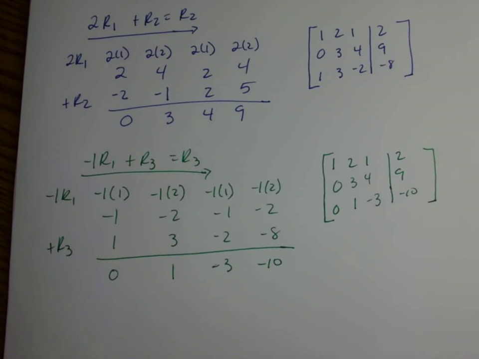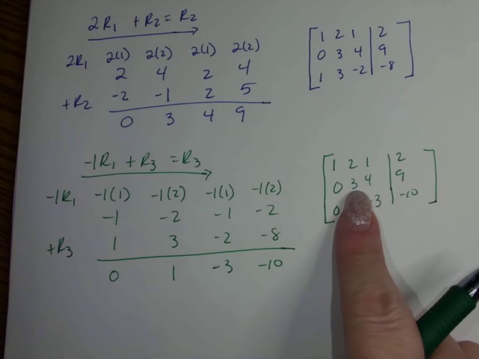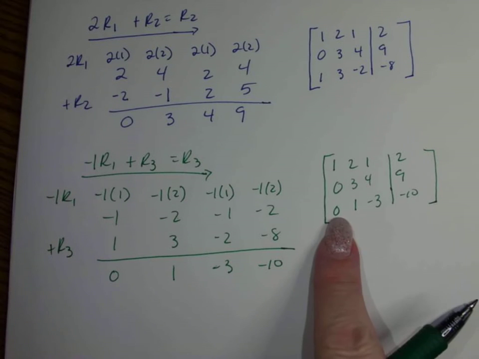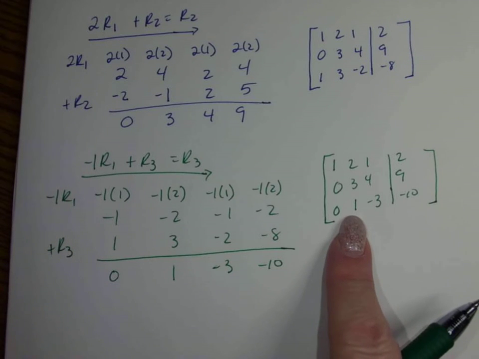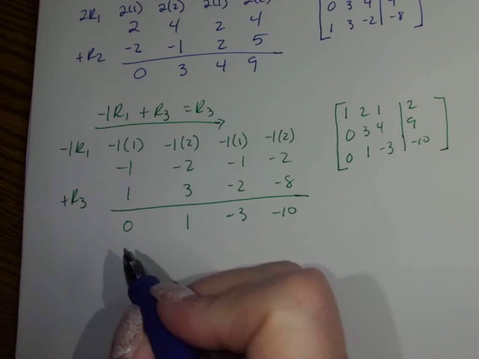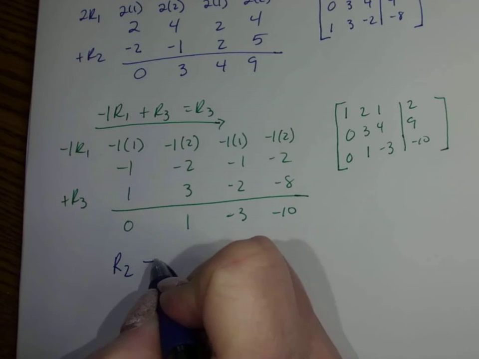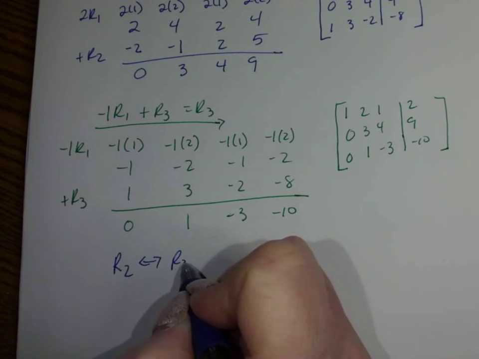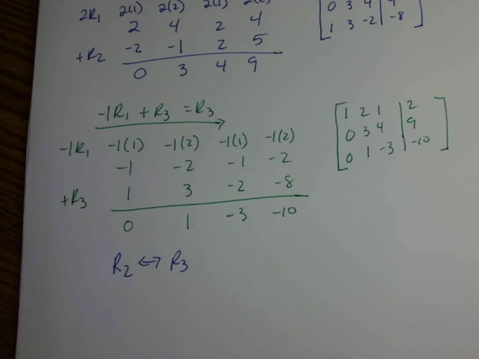All right, now our next goal is that we need to have the second number in row 2 be a 1. However, row 3 already has a 1 in that position. So what we can do is switch the rows. We can switch row 2 with row 3 because they're just equations, right? So we don't have to do anything else.